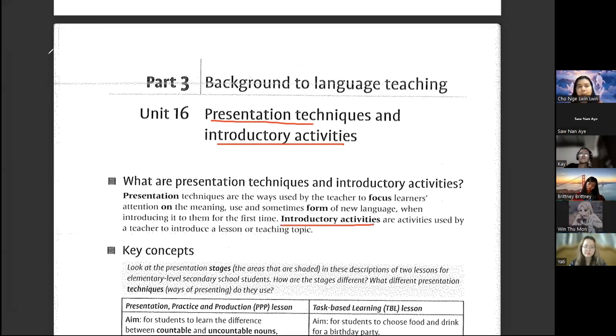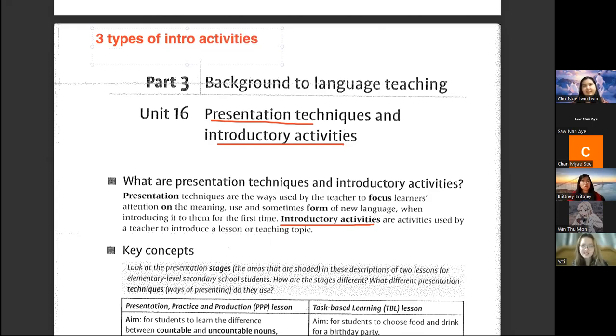So let me ask you, Teacher Yadi, could you talk about three types of introductory activities? There are three types according to this course book. Do you remember them? Lead-in. Okay, lead-in, and then what else? Warmers, pre-teaching. Yes, they are pre-teaching stages. Lead-in is also a kind of pre-teaching stage, and warmer is also a pre-teaching stage. We need one more thing.